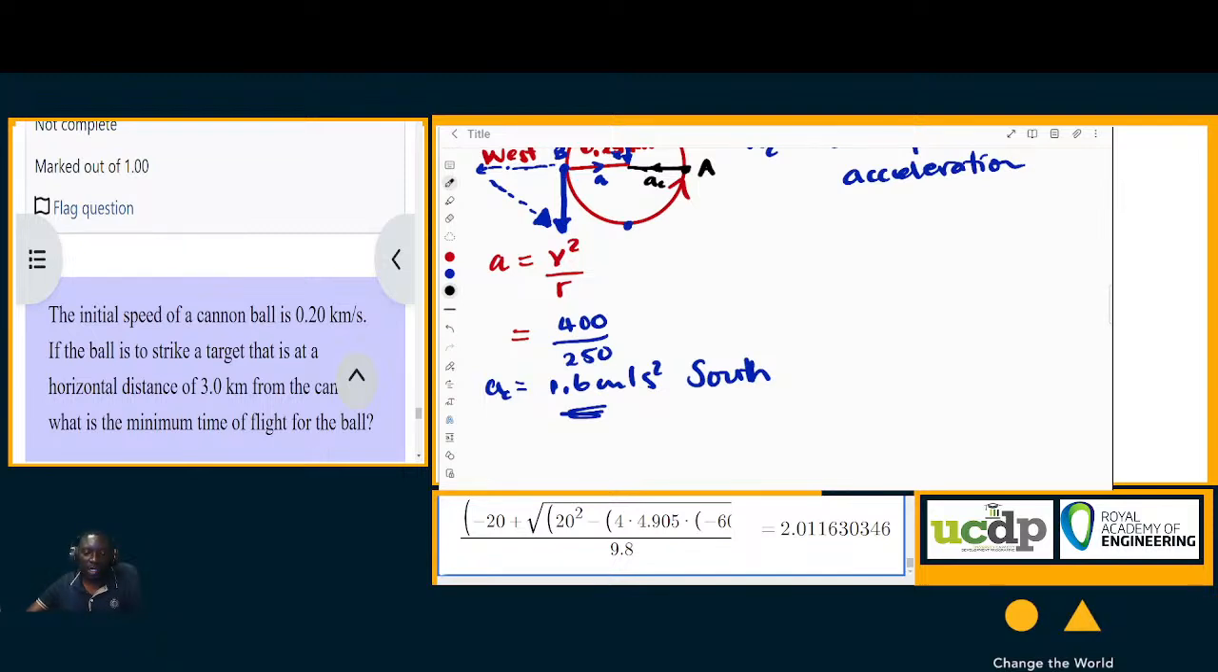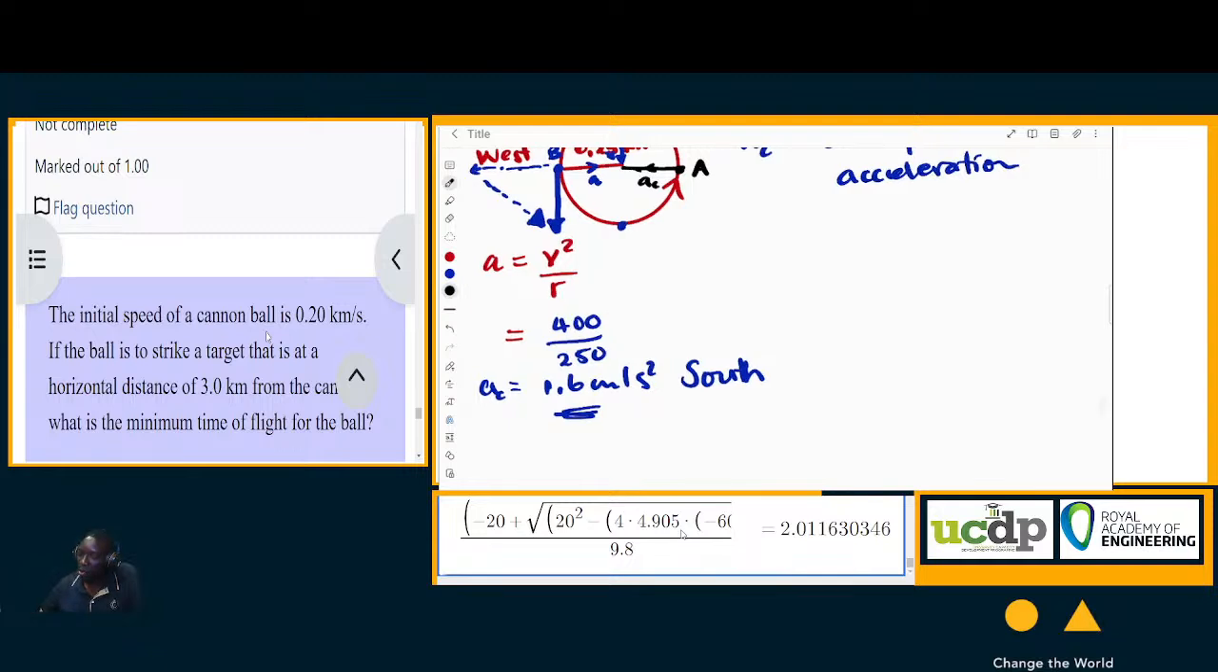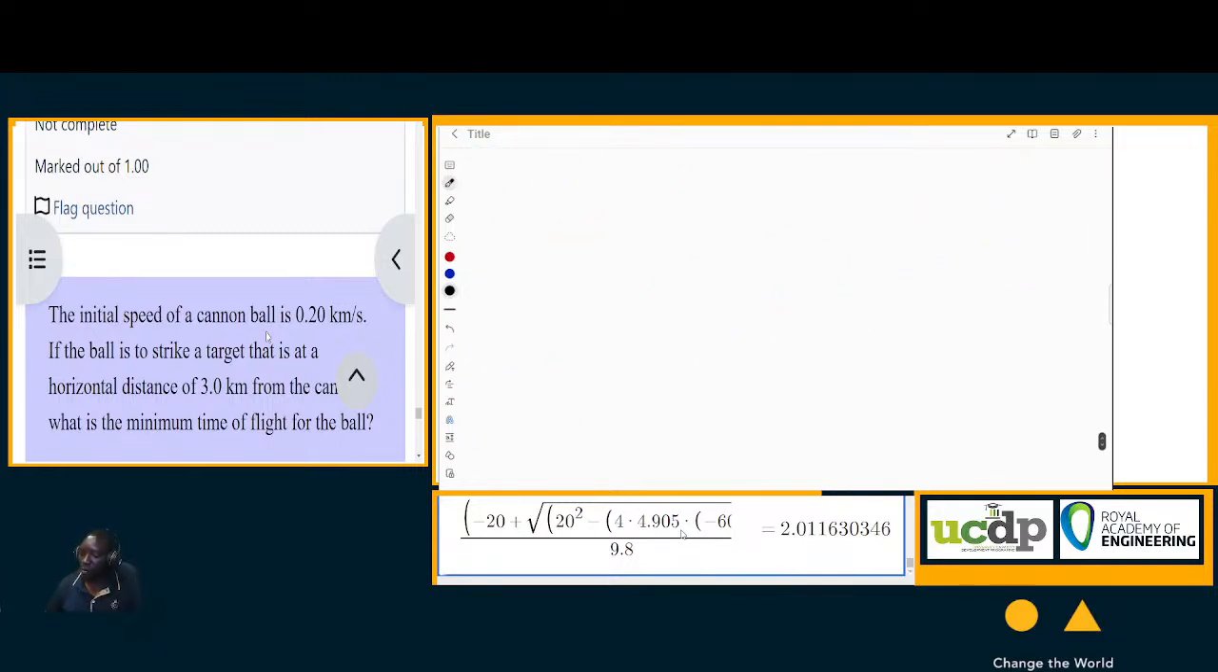Okay, the last question for the day. The initial speed of a cannonball is 0.2 kilometers per second. If the ball is to strike a target that is at a horizontal distance of 3 kilometers from the cannon, what is the minimum time of flight for the ball? So this is now projectile motion.